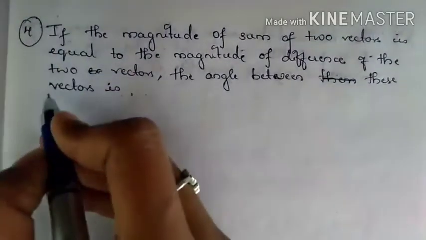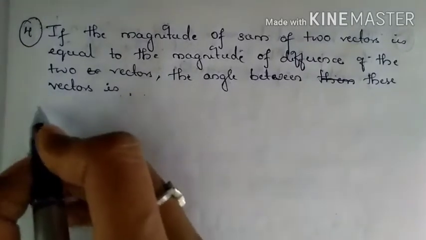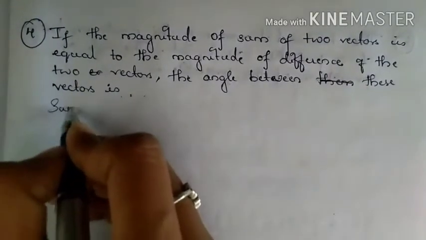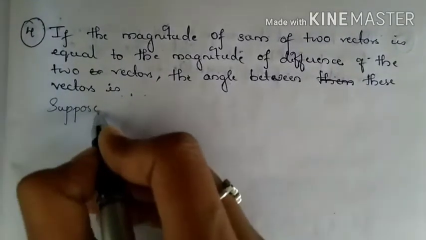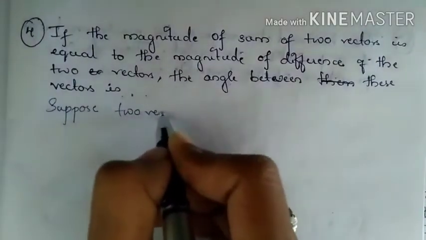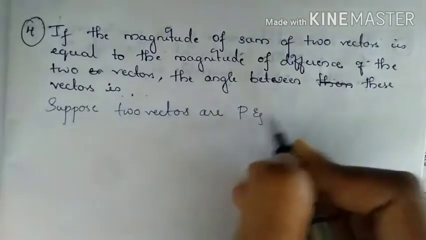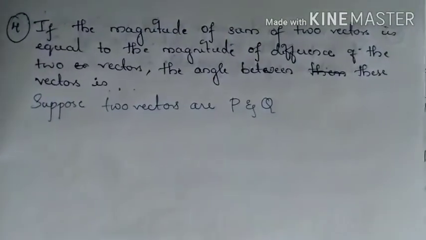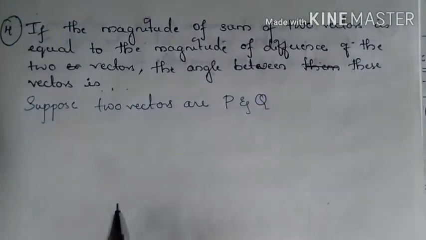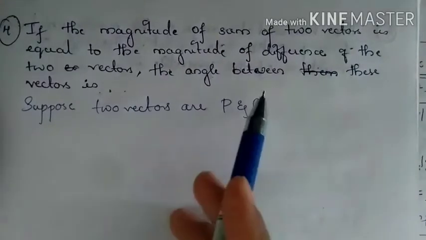So let's suppose you have vectors p and q. Suppose the two vectors are p and q. So you have two vectors.